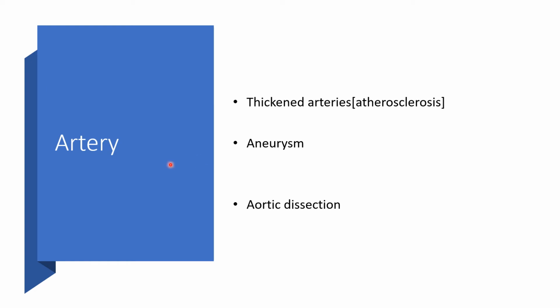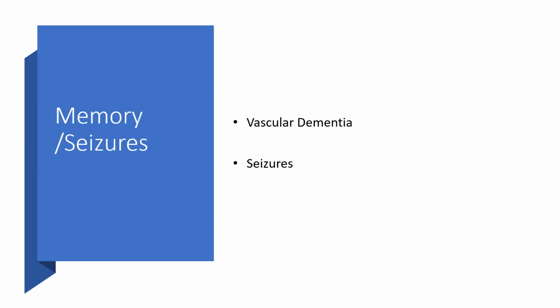The artery, and the lining of the artery, tunica intima, can become thickened, arteriosclerosis. Then there may be aneurysm and even dissection, for example, aortic dissection, as part of the complications of hypertension. Still part of the complications of hypertension will be memory or seizure problems. There could be vascular dementia or seizures.